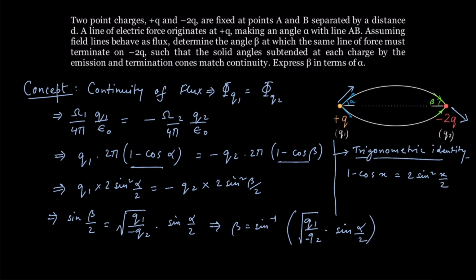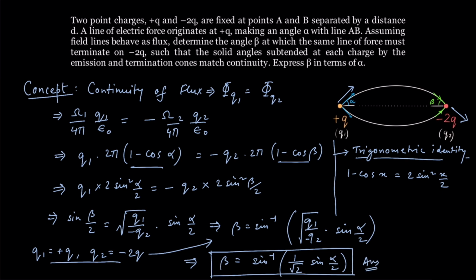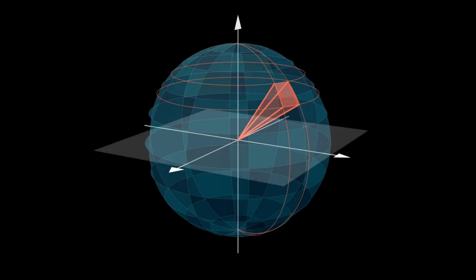Now q1 here equals plus q and q2 equals minus 2q, and substituting these values gives us the final answer, which is beta equals the sine inverse of 1 over square root 2 times the sine of alpha by 2. And thus we are done solving the two problems. Both of these problems beautifully reinforce the utility of solid angles, both in geometrical optics and electrostatics.